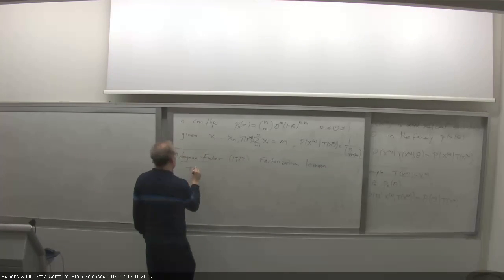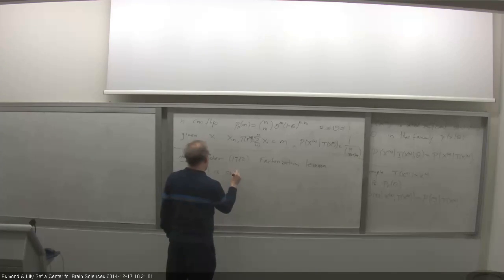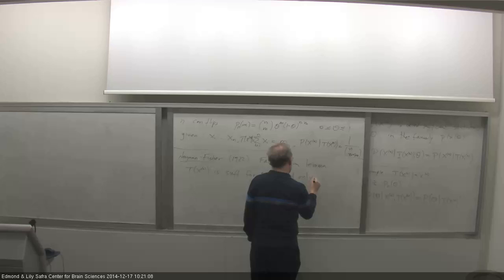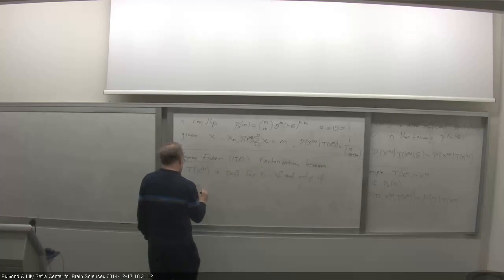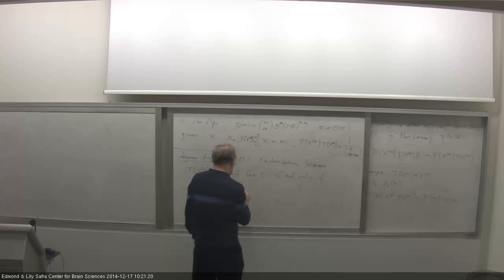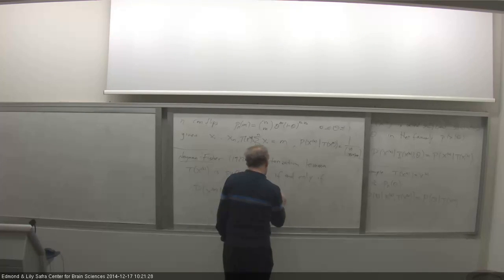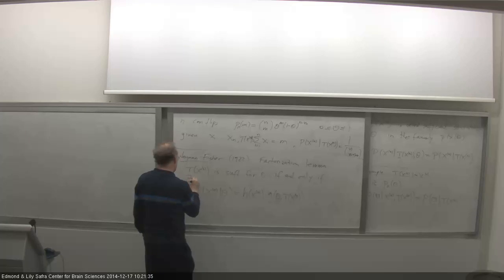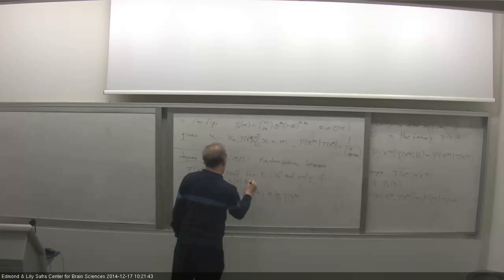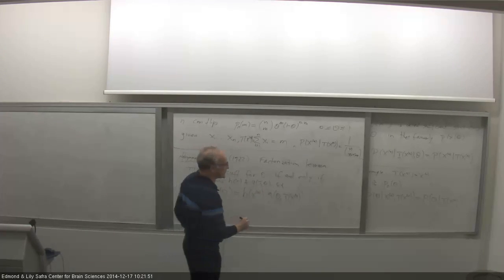So T of x^n is sufficient for theta if and only if what? The probability of the sample given theta can be written as a product of two functions. One of them is a function of the sample only, and another one is a function of the parameter and the statistic. So if and only if there exist functions h and g such that this holds. Okay, let's try to show this. This is not so hard.